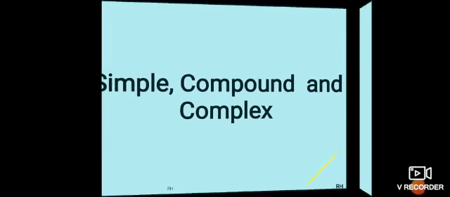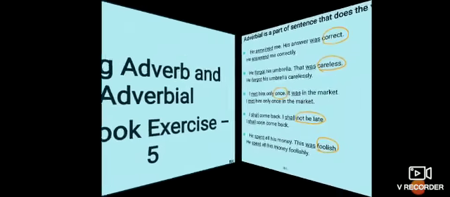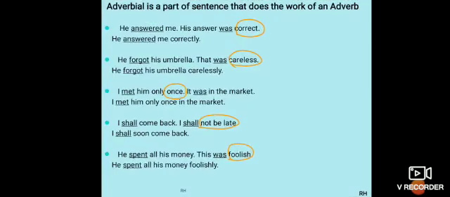So the topic is simple, compound and complex, and we are at simple synthesis. We'll synthesize two or more statements into one simple statement using adverb and adverbial. Now, as already explained to you in the video link, an adverb is a word that adds meaning to the verb, another adverb or an adjective. It shows how the thing is done, when the thing is done, how often the thing is done. Fine? Until what extent the thing is done.